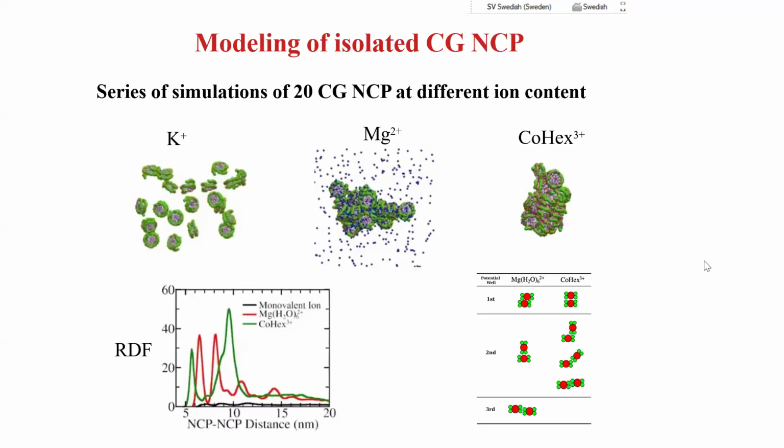So here are results from modeling some isolated coarse grain nucleus and core particles, and there are 20 of these particles at different concentration of ions. So you can see there's potassium, there's magnesium, and there's this cohex, and you can see that going from potassium to cohex, the condensation increases drastically.